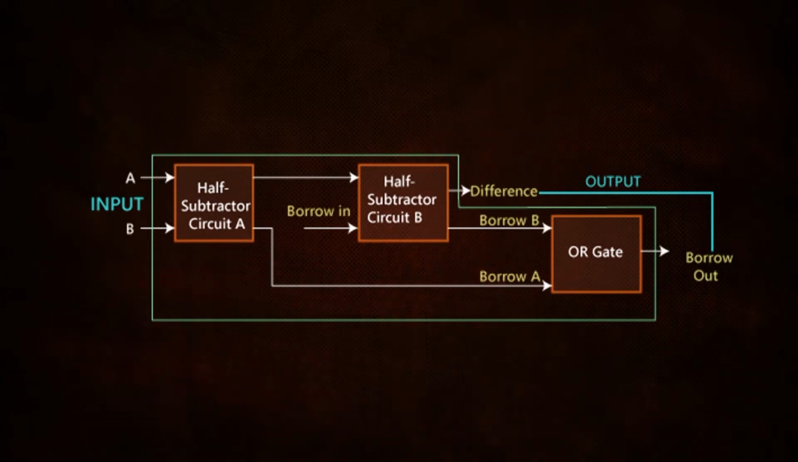The difference output of the first subtractor will be the first input of the second half subtractor, and the borrow output of the first half subtractor will be the second input of the second half subtractor. The second half subtractor will again produce two outputs, difference and borrow. The final outcome of the full subtractor circuit is the difference. How can we find the final output of the borrow? For that, provide the borrow outputs of the first half subtractor and the second half subtractor into the OR gate. The output of the OR gate will be the final borrow of full subtractor circuit.